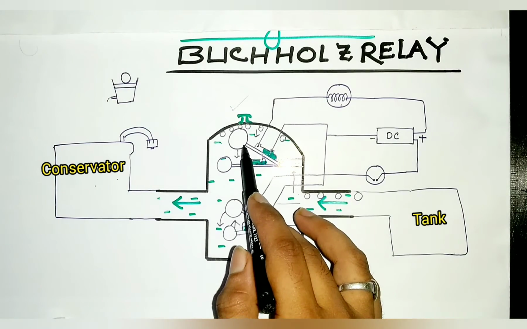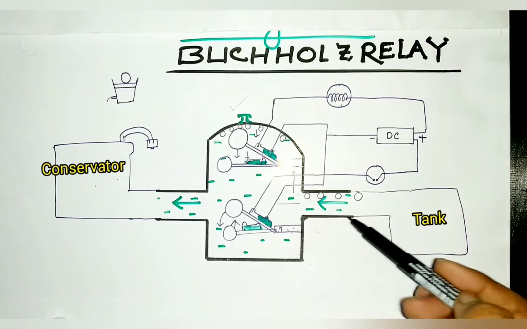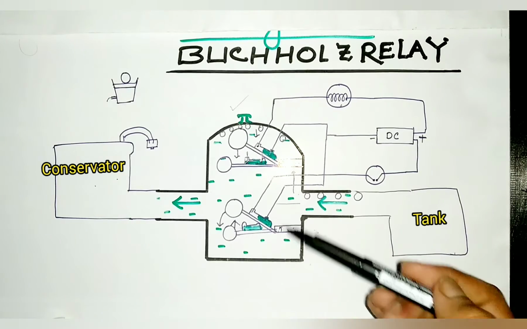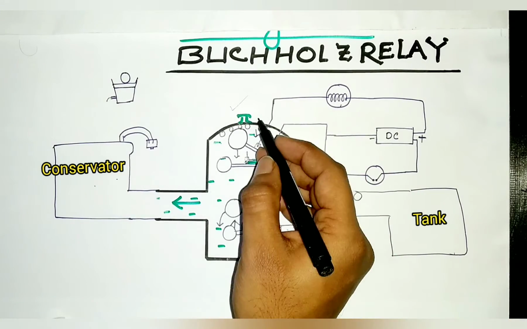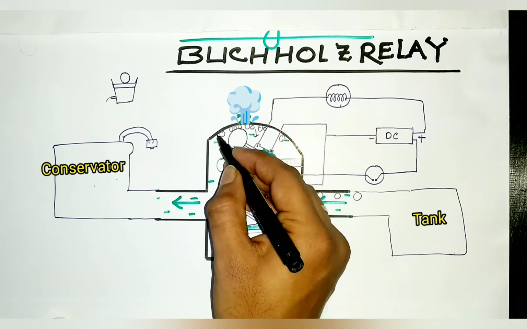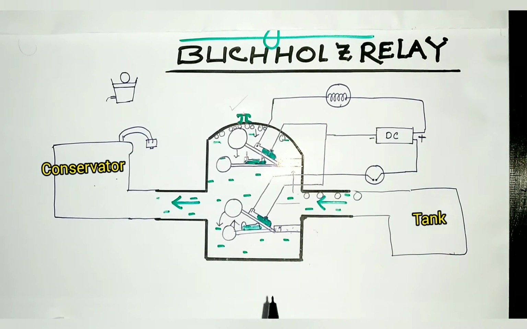The upper switch is controlled by the gas bubbles and the lower switch is controlled by the high flow of oil at the time of a high level of fault. And at the time of maintenance, one can release the gas accumulated at the upper position by pressing this gas releasing valve. So this is the working principle of the Buchholz relay.